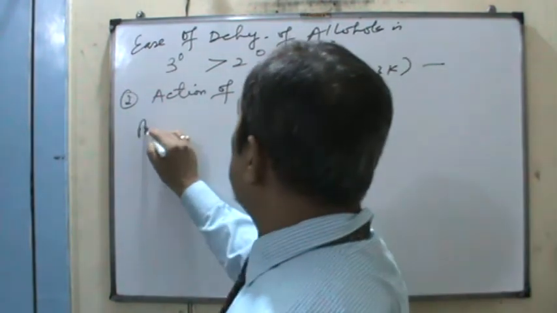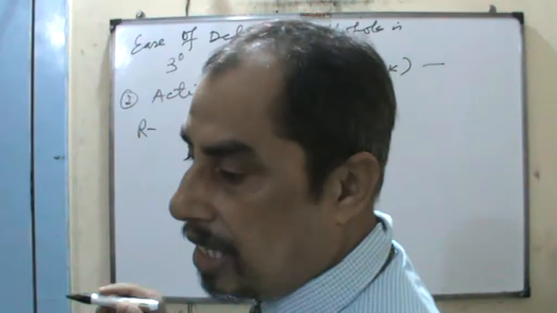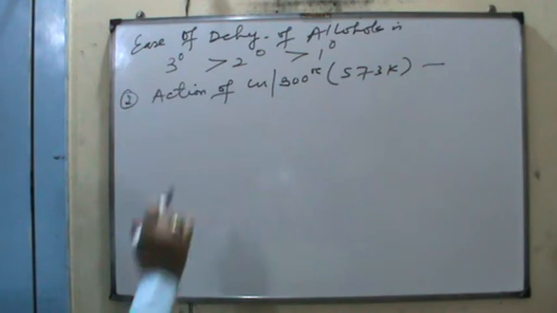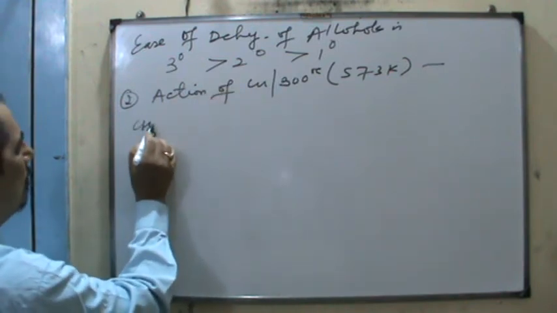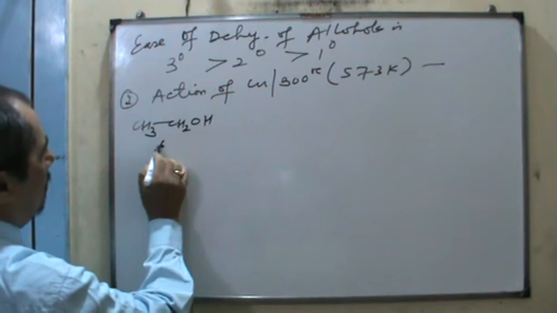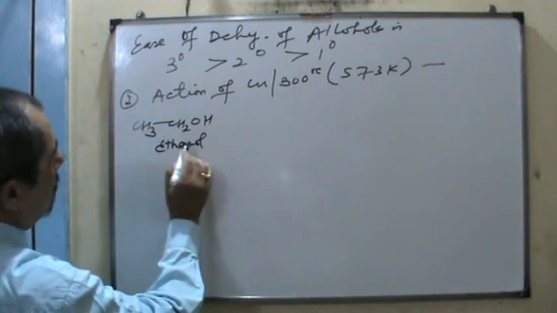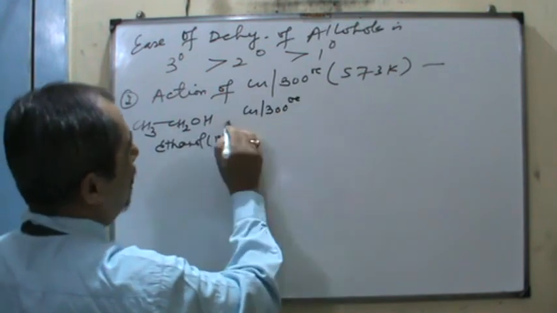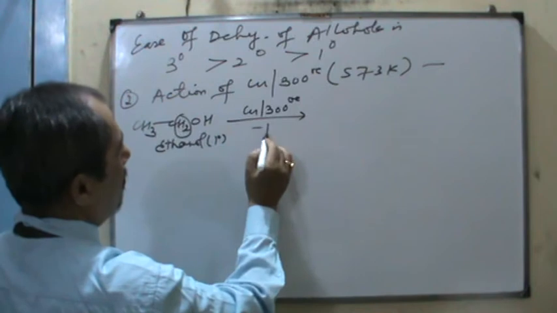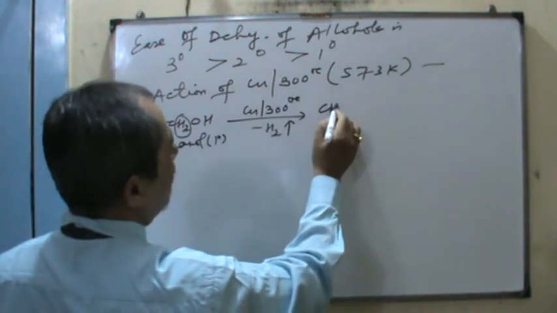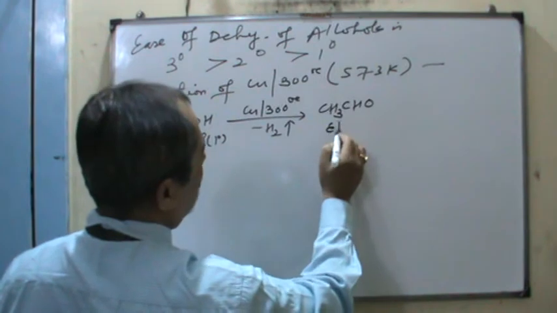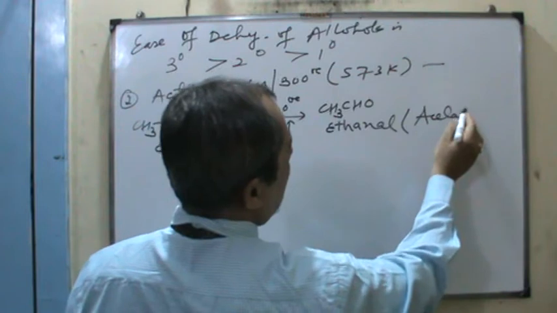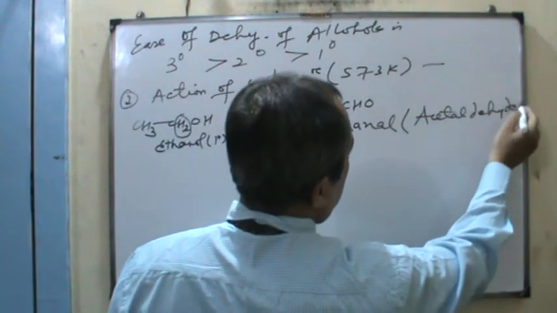You take a primary alcohol, for example ethyl alcohol. This is CH3CH2OH, ethanol, a 1 degree alcohol. With copper at 300 degrees Celsius, H2 is lost and CH3CHO forms, ethanal, or you can say acetaldehyde.